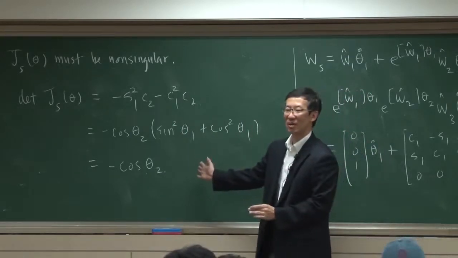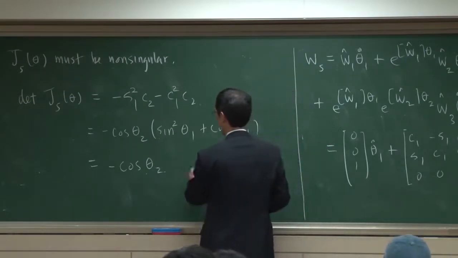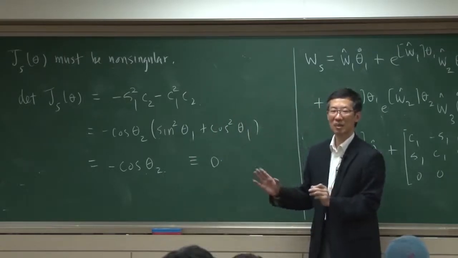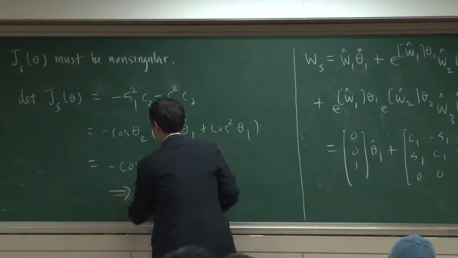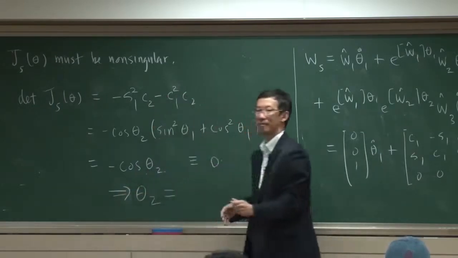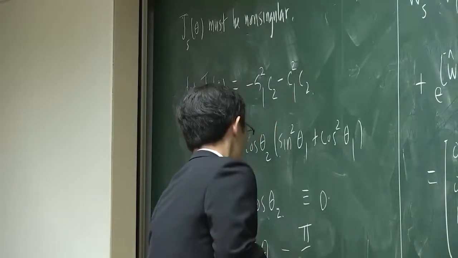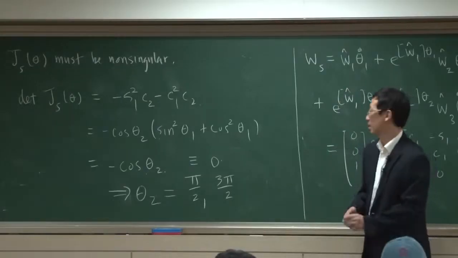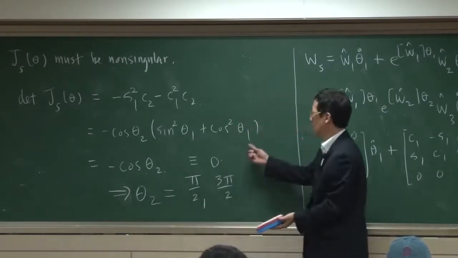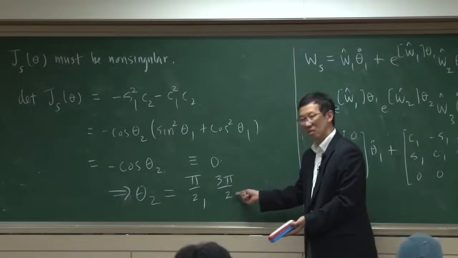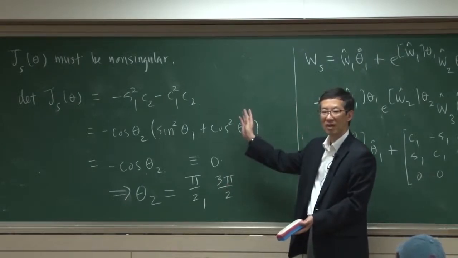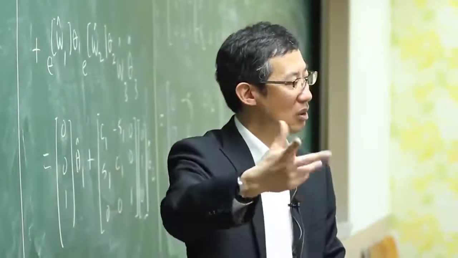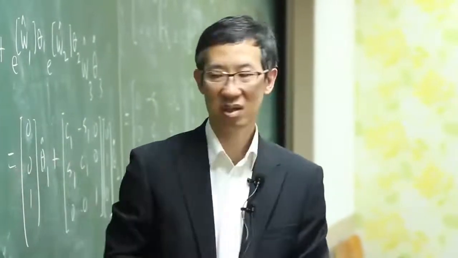So when does this equal 0? If we force it to equal 0, this tells us when it becomes singular. So it becomes singular when theta 2 is equal to what? Pi over 2, or 3 pi over 2. So when theta 2 is pi over 2 or 3 pi over 2, we have a problem here. J becomes singular, so that means the end effector frame cannot generate arbitrary angular velocities at this posture.